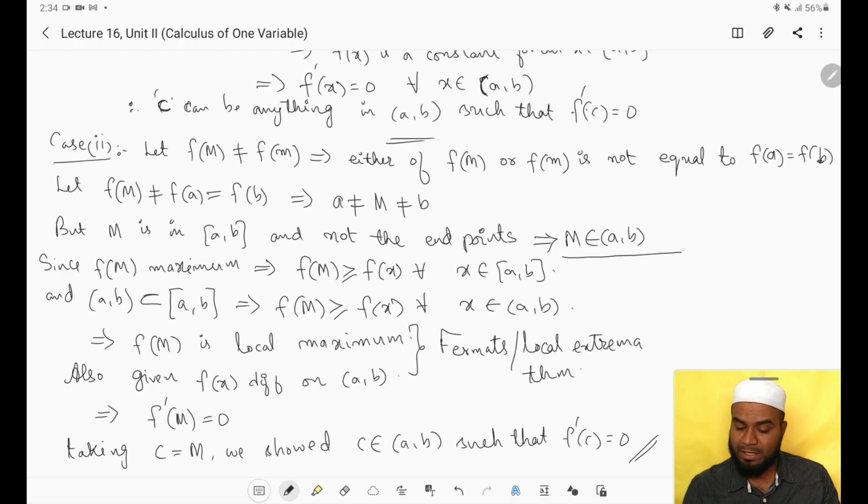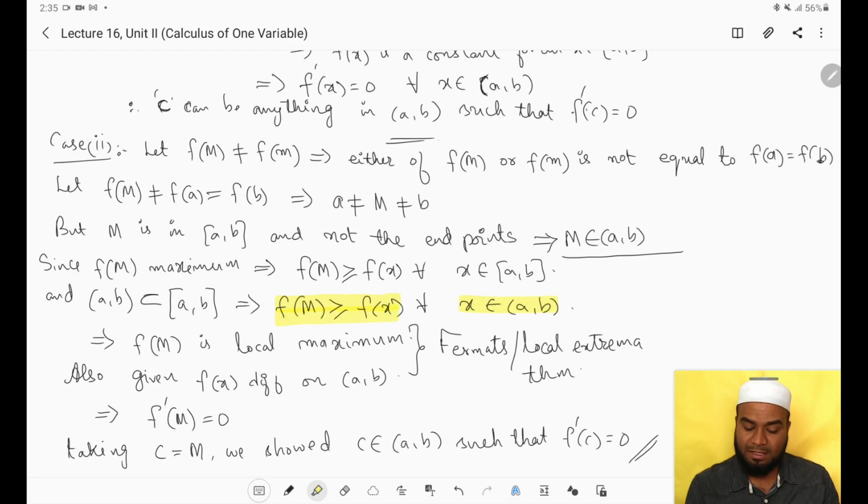This is the one point over. Now next, f of m is the maximum value, so f of m will obviously be greater than or equal to all f of x, right? Because we have to deal with the open interval here, we are considering the open interval a comma b, which is contained in the closed interval a comma b. Then whatever the condition is there for capital M, that condition will be true on the open interval also, right? Then we can say f of m is having local maxima, because this condition is true on this open interval.